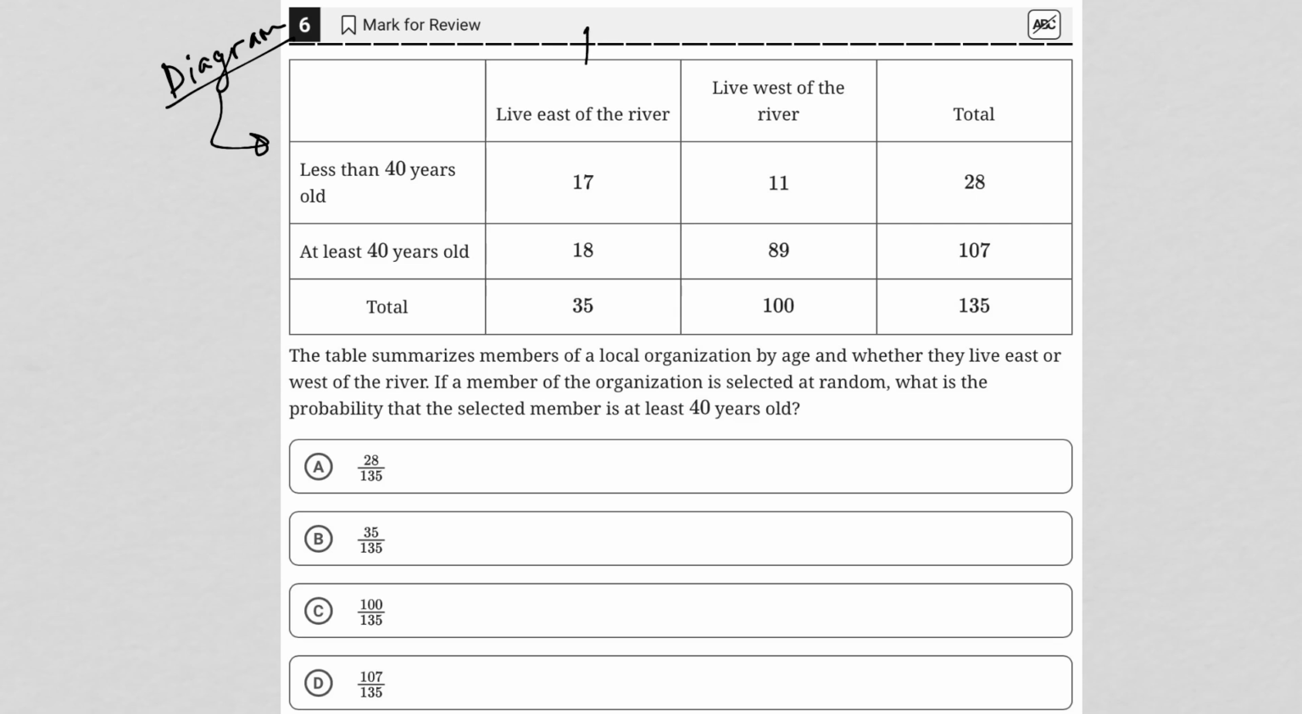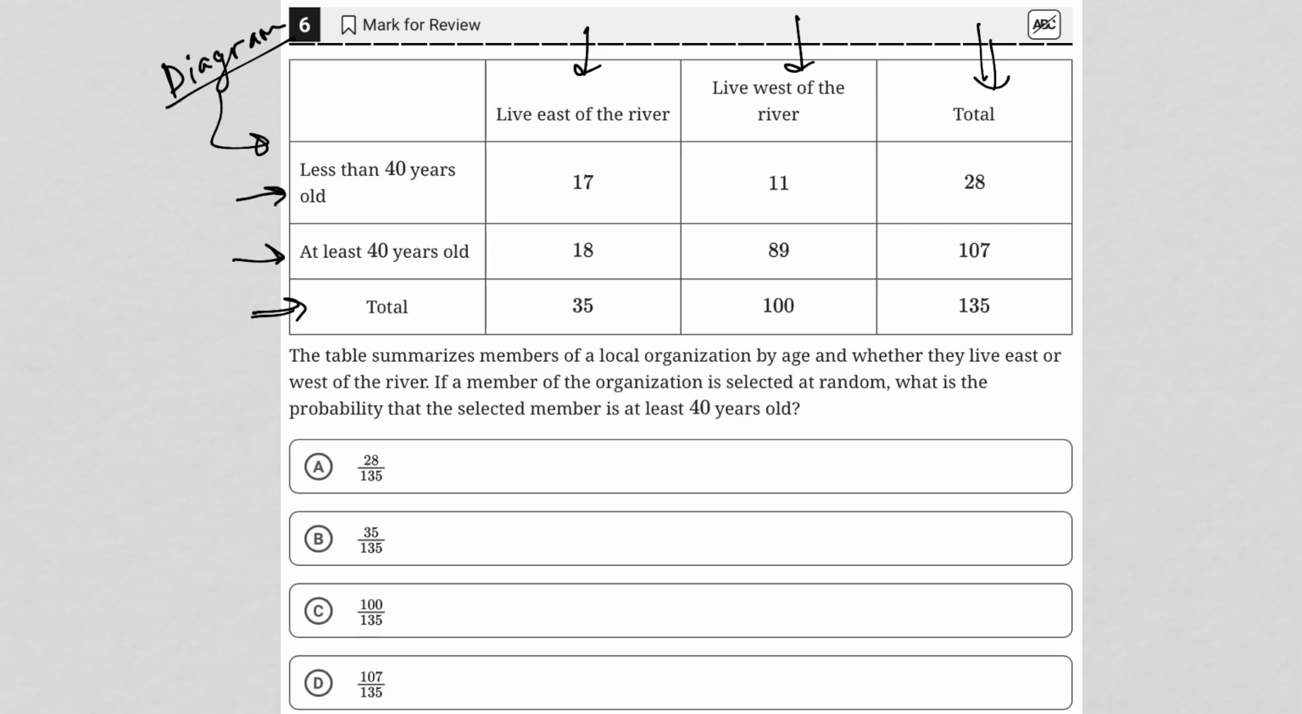Looks like we have two columns here. One says live east of the river. The other says live west of the river. And then we have two rows, less than 40 years old, at least 40 years old. And of course, we have these totals here in the last column and in the last row.